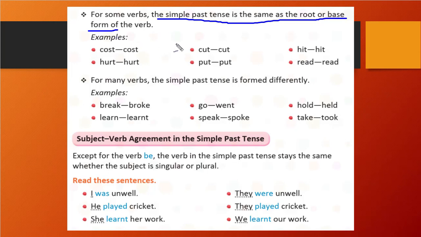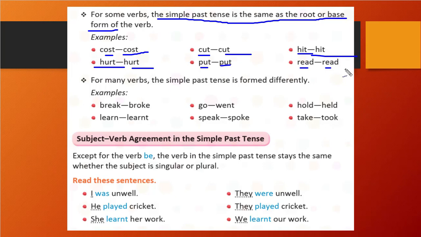See, this kind of word exists. What happens in that case? Root form and simple past tense are both the same. You can see here the root form is cost and the past form is cost only. You can see both are similar. Hurt, hurt. Cut, cut. Put, put. Hit, hit. Read, read. You can see this, right? Simple past and root form are both the same. These are a few words. Okay, let's see more.